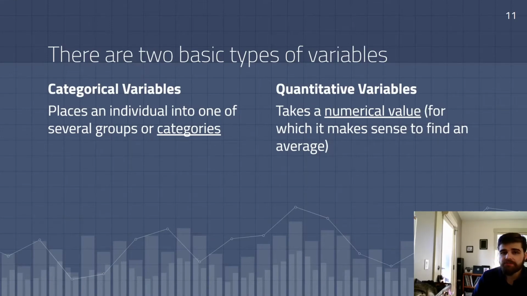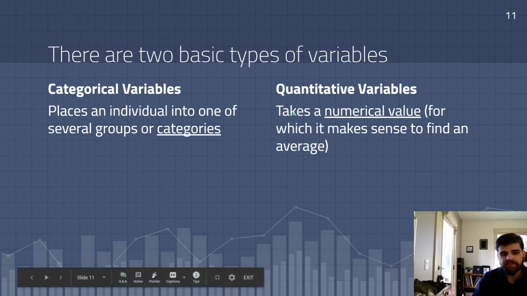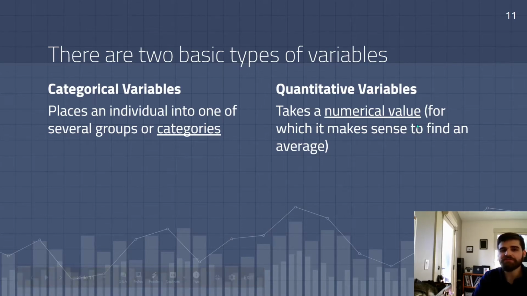So there's two types of variables basically that we're going to talk about in this class: categorical variables, which put things into groups or categories, and quantitative variables, which have a numerical value. And there are times where we'll have a categorical variable that is a number, for example, a zip code. But a better way to describe it is that it takes a numerical value for which it makes sense to take an average. So we wouldn't take a group of people and average their zip codes because that doesn't tell us anything.